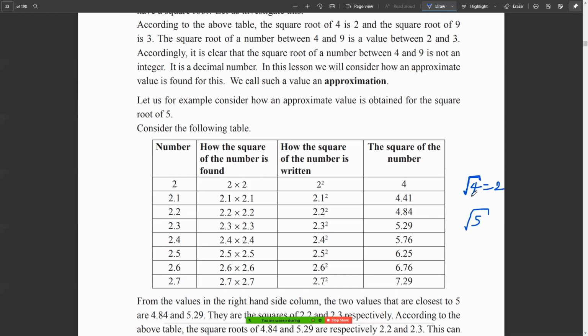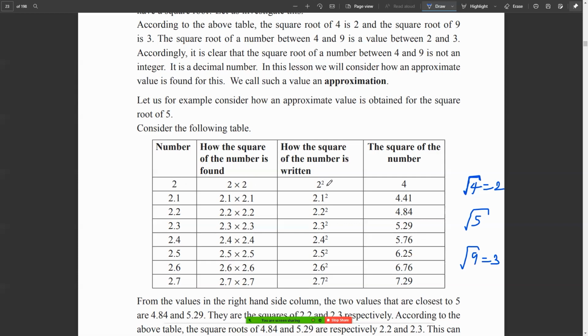So you know that 4's square root is 2. Then again, 6 doesn't have a square root. Likewise 7 doesn't have one, 8 doesn't have one, and 9 has a square root of 3. So these are the values in between, 4 and 9. So first of all you take the number 2, and then you multiply it by itself, which is 2 to the power 2.